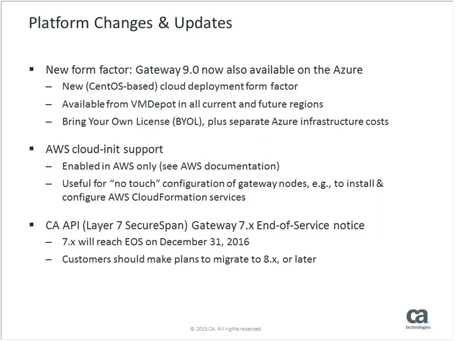The next item here is about AWS Cloud Init support. So this has been enabled. So first of all, what is Cloud Init? Cloud Init is an OS-level package that can be configured to install and configure other services. So in terms of the gateway, Cloud Init is useful for a no-touch configuration of the gateway nodes.